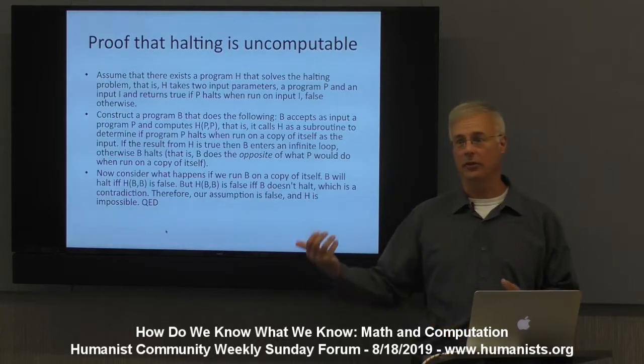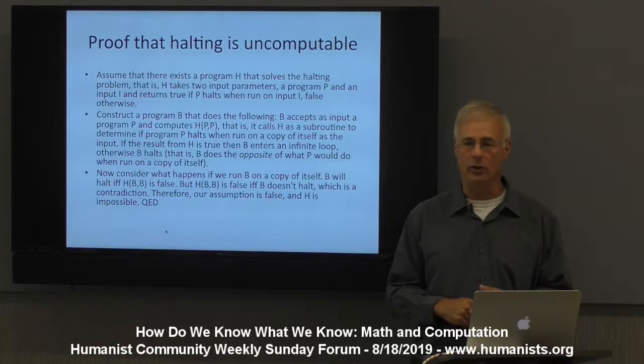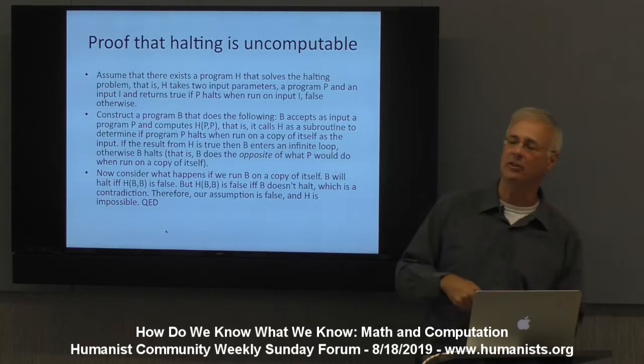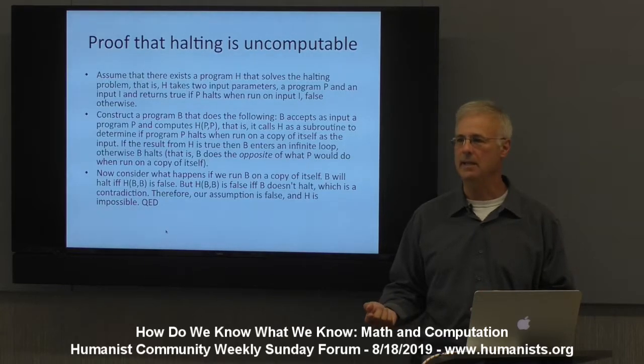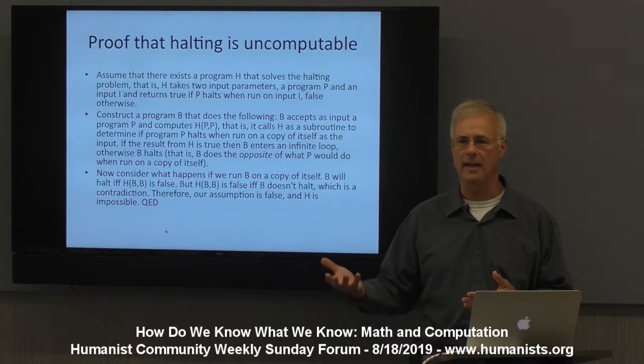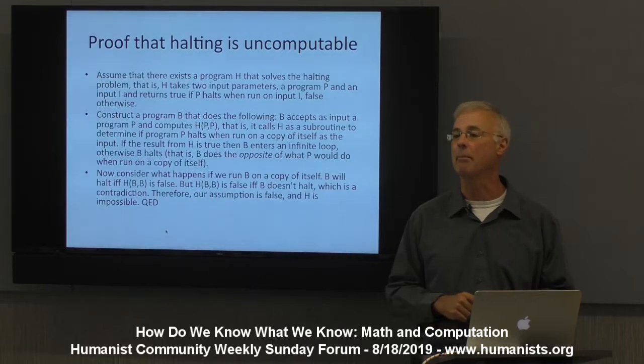So B is going to call this subroutine, and then it's going to get the result, either true or false. And then B is going to look at that result and return the opposite. So if H says that P run on a copy of itself is going to halt, then B is going to run forever. It's going to enter an infinite loop. Otherwise, it's going to stop and return some value.